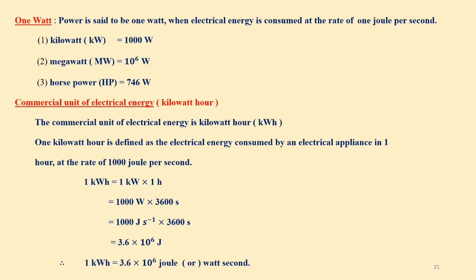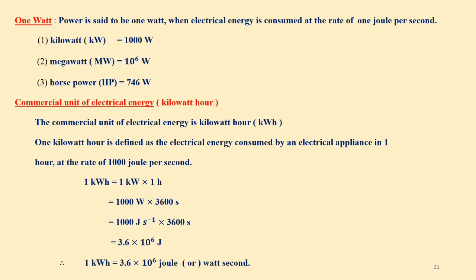1 kilowatt is equal to 1000 watt. 1 megawatt is equal to 10^6 watt. Horsepower was the earlier used unit of power. 1 horsepower is equal to 746 watt.